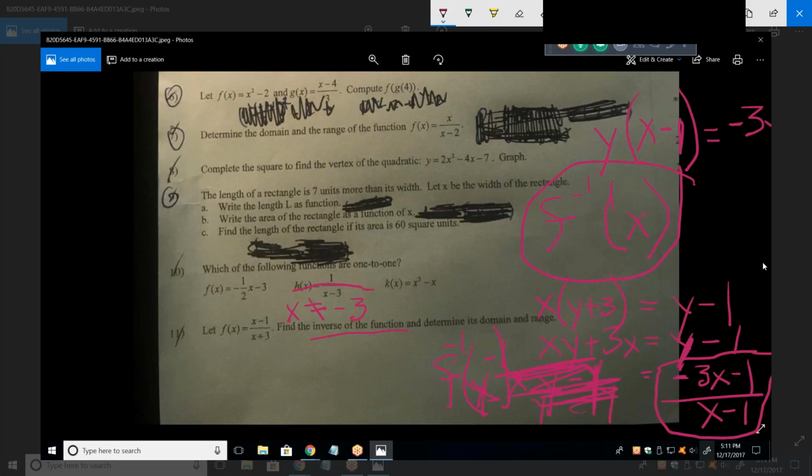That domain restriction carries over, even if it doesn't look like it. But because we have a new function, the inverse, what else can x not be also? Positive 1. Those are your two domain restrictions.